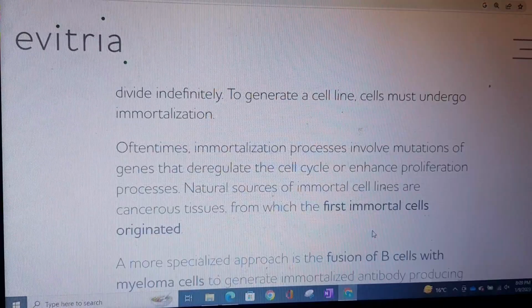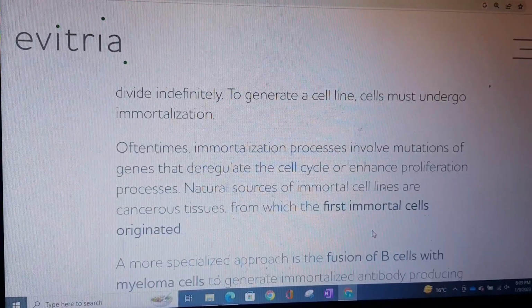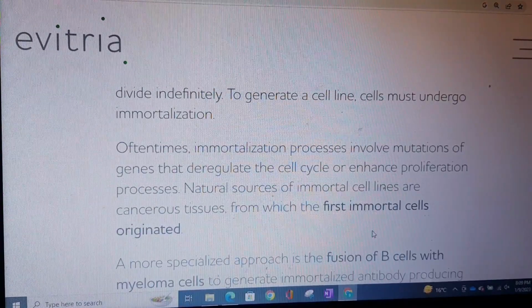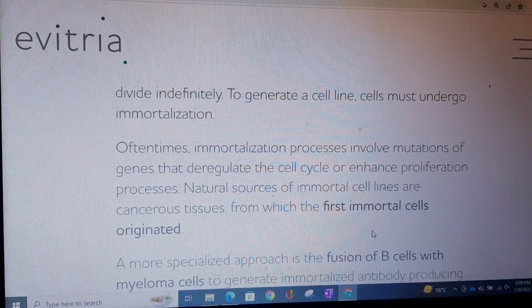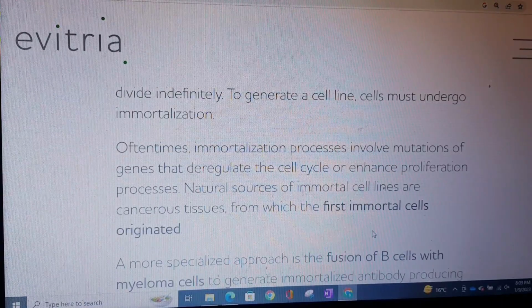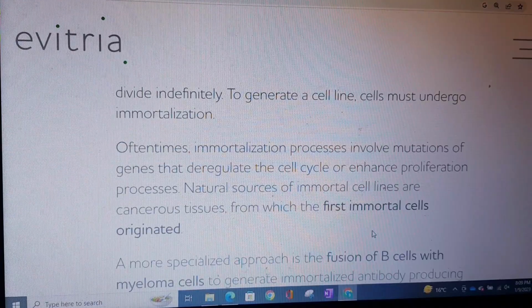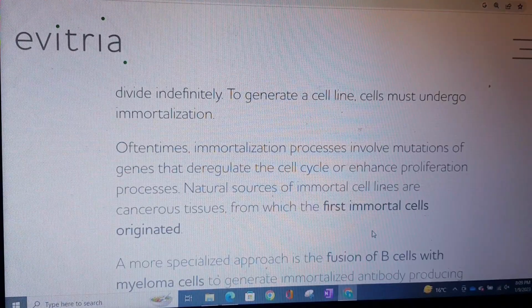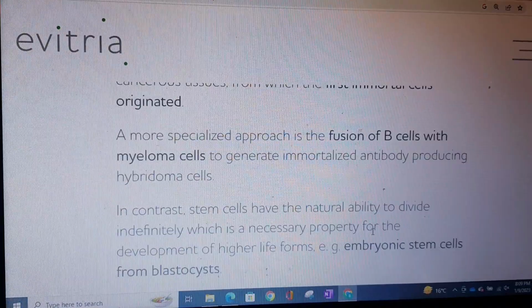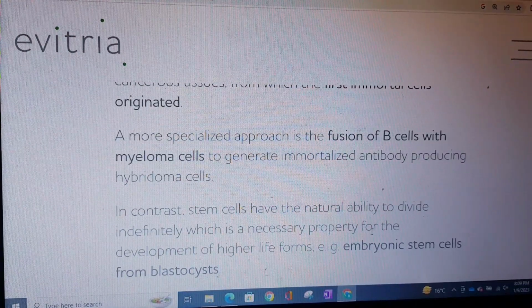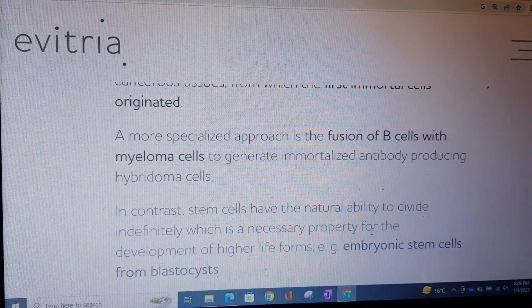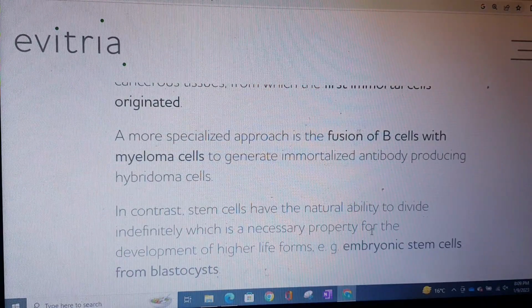The immortalization process involves the mutation of genes that deregulate the cell cycle or enhance the proliferation process. Natural sources of immortalized or immortal cell lines are the cancerous tissues from which the first immortal cells originated. A more specialized approach is the fusion of B cells with myeloma cells to generate immortalized antibody producing hybridoma cells.